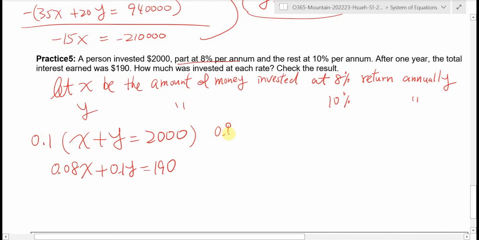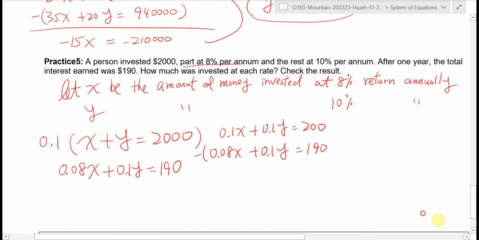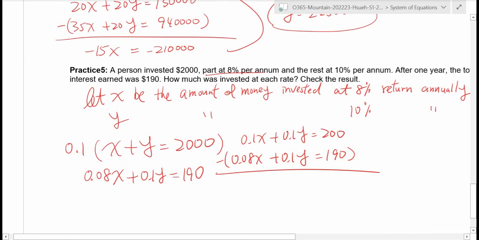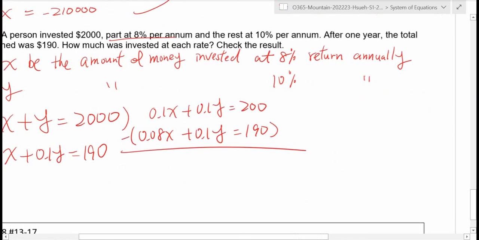So then I get 0.1x plus 0.1y equals 200. And for the second equation, I'm just going to have the same thing. Then I can subtract them, right? So 0.1 minus 0.08 is 0.02x equals 10. I can then divide both sides by 0.02, and in this case, I should get 500, okay, dollars.